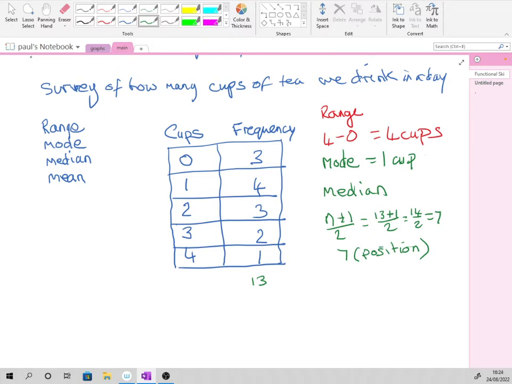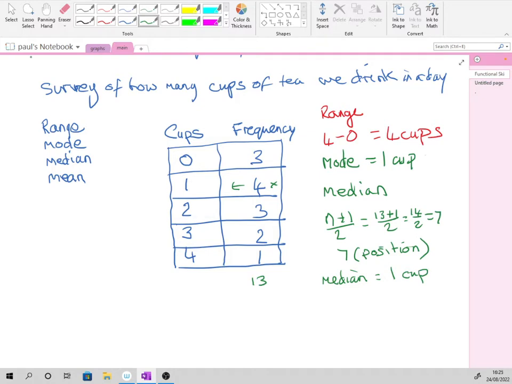1, 2, 3, 4, 5, 6, 7. 7 lands in that box there. If I count from the top, 1, 2, 3, 4, 5, 6, 7. It's in there. Then you look to the left to find out that it's 1 cup. So the median equals 1 cup.